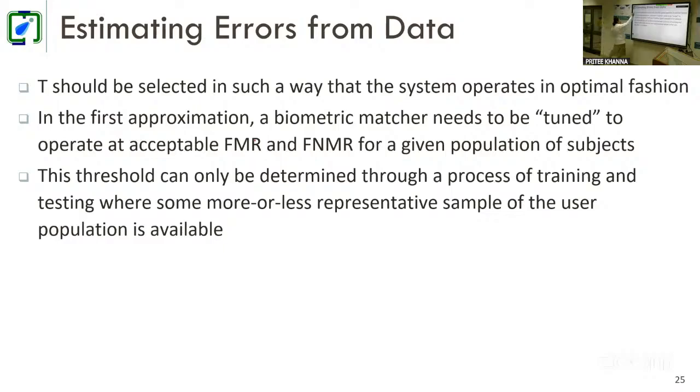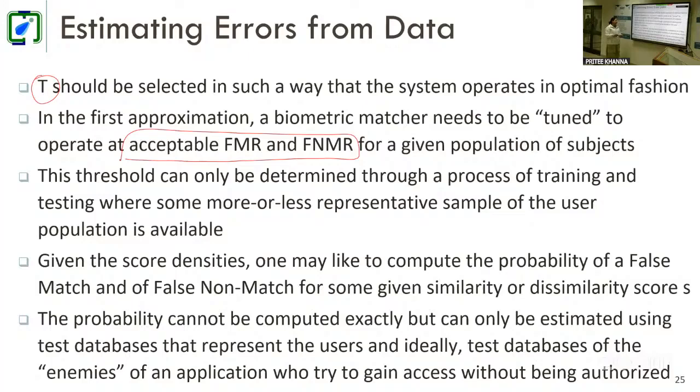So the threshold has to be selected in an optimal fashion. It means that our biometric matcher needs tuning. Right? So we need to tune it, and whenever we get acceptable rates, whichever rate you are agreeing with for your application, and what is the threshold at that point, you need to settle with that threshold. That is your option. Right? Also, given this score density, we need to compute the probability of your false match and false non-match, so that we can generate the similarity or dissimilarity estimates.